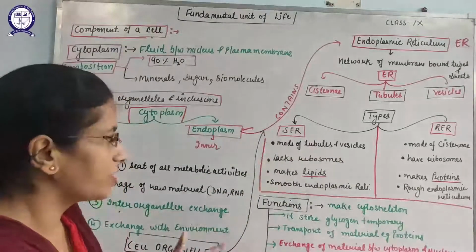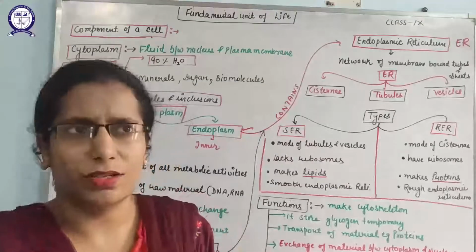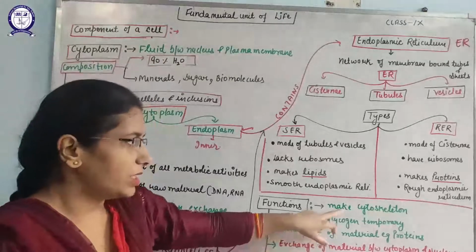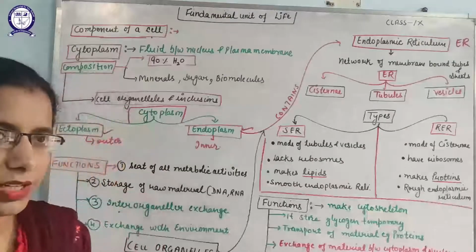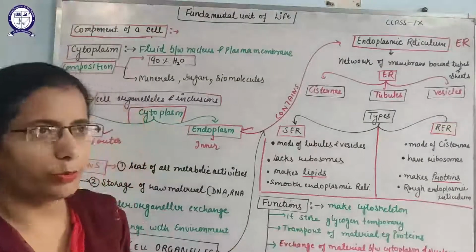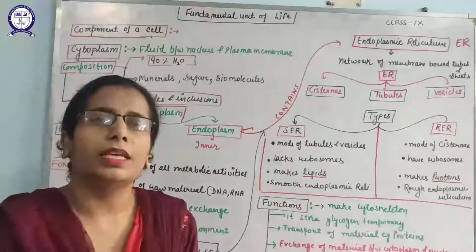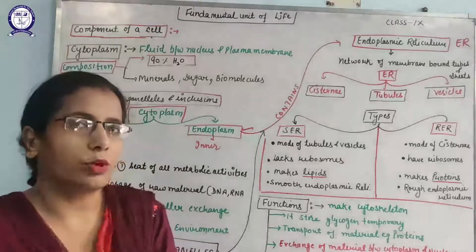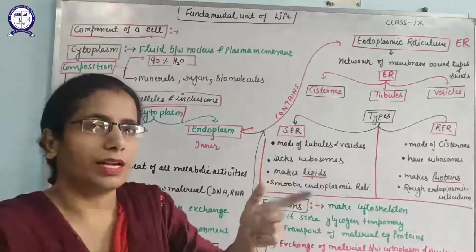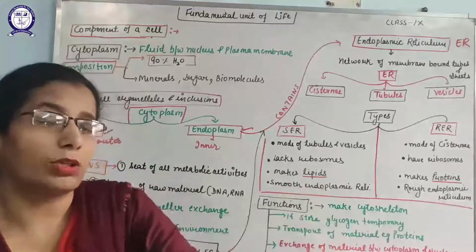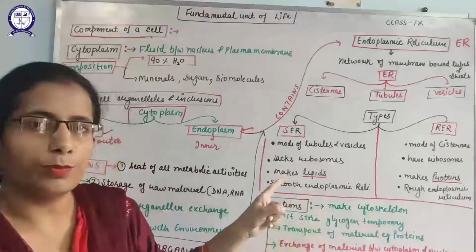So what are the main functions of the ER? ER makes a network-like structure inside the cytoplasm, that is why we can say it makes the cytoskeleton of the cell. It can store glycogen temporarily. It helps in the transport of proteins, because proteins are made inside the ribosomes and ribosomes are attached on the RER. The proteins made there need to be transferred to the Golgi body for packaging. So it helps in the transfer of proteins also.